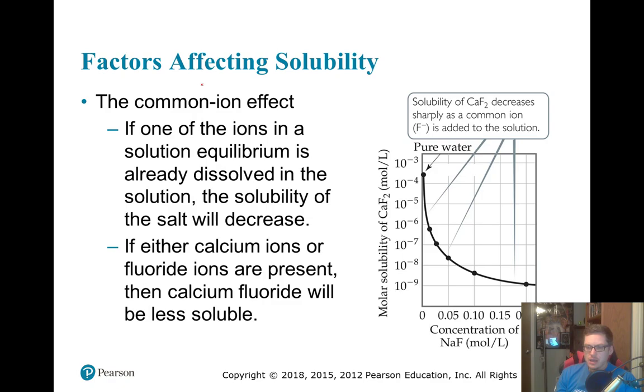So this is just another application of our common ion effect. Several videos ago we talked about the common ion effect, and this is essentially the same thing. Before, we talked about the common ion's effect on pH. Now we're talking about its effect on solubility. So if you have two things mixed together and one of the ions in the equilibrium has already been dissolved in the solution, then the solubility of that salt will decrease.